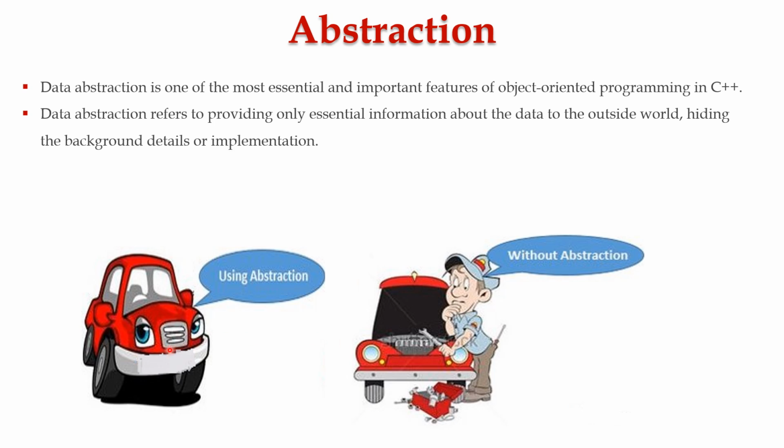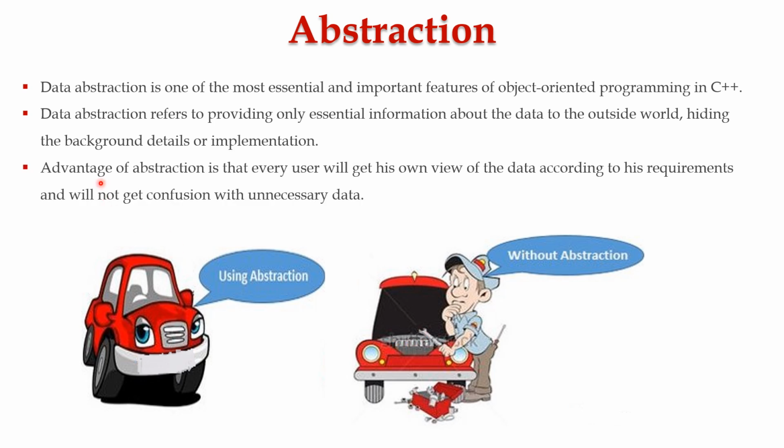Abstraction is like being a driver who only knows how to operate a car without needing to understand its internal mechanics or how to repair it if a problem occurs. Just as a driver interacts with the car through its interfaces such as steering wheel, pedals, and dashboard, a user interacts with an object through its public methods without needing to know the underlying implementation details. The advantage of abstraction is that every user will get his own view of data according to his requirements, and he will not get confused with unnecessary data.